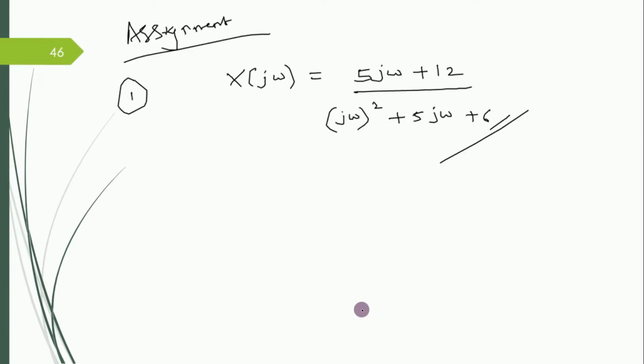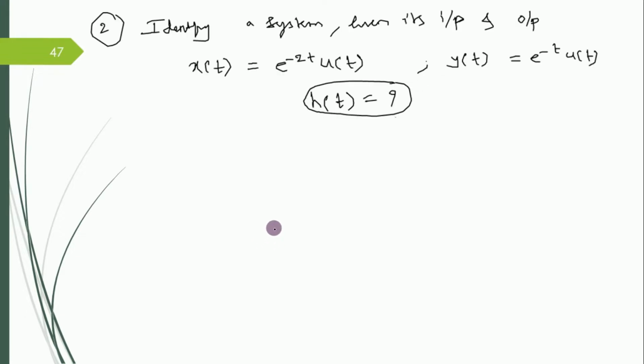So I want you to take one assignment. In similar grounds, you can try it. Factorize the denominator, perform the partial fractions, and apply the inverse transform using e raised to minus at into u of t's FT pair. So that's all about the topic inverse Fourier transform using the partial fractions method.